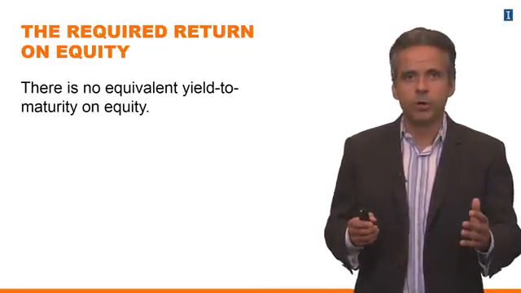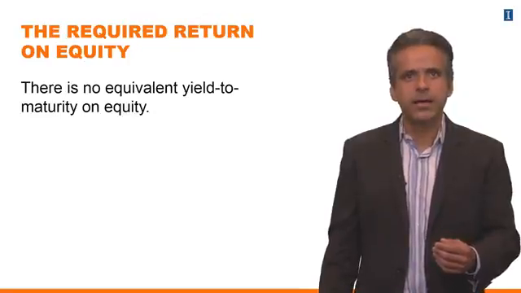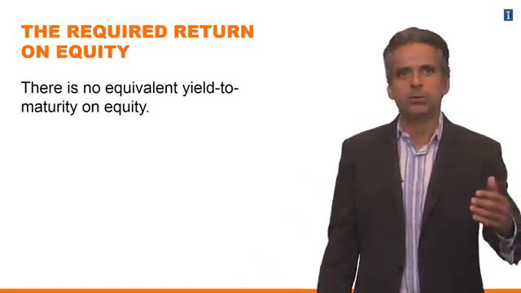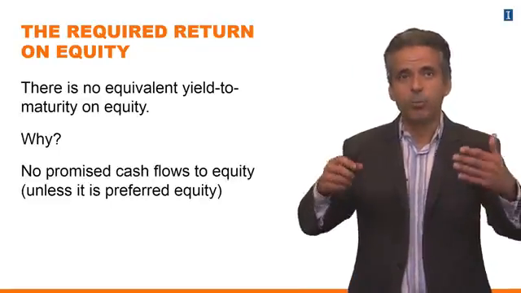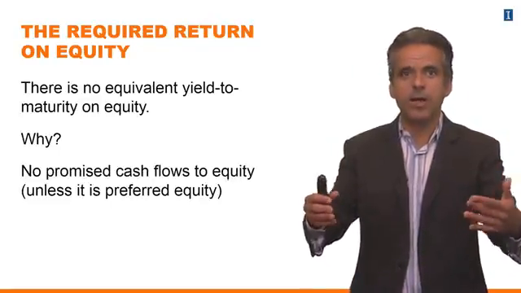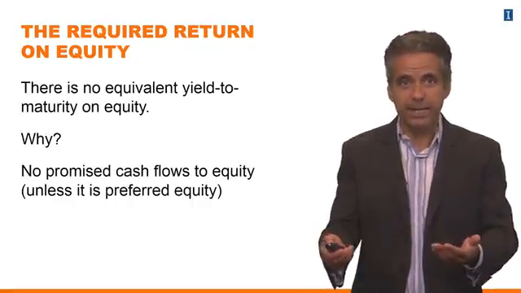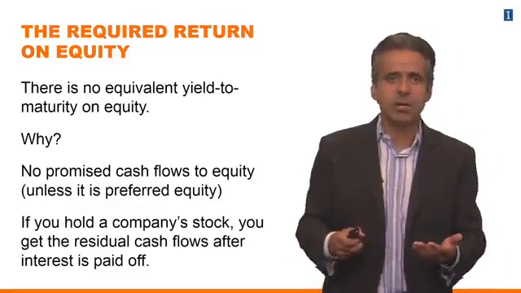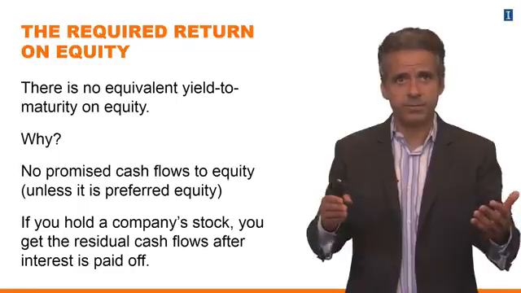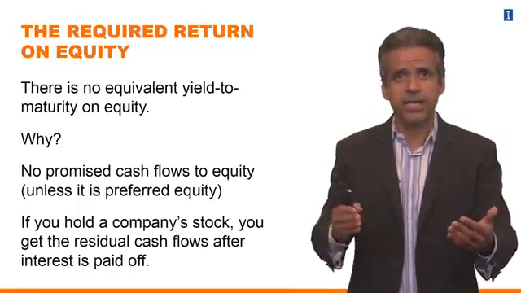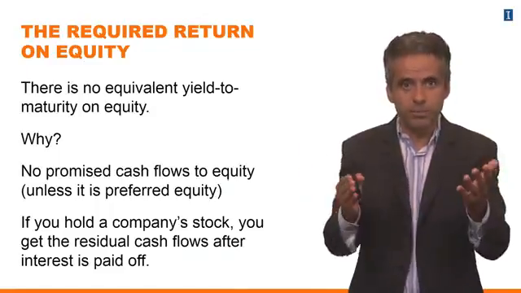The first thing to notice, though, is that we're not going to be able to do the same thing for equity. We do not have yields to maturity on equity. Why? Because equity really has no promised cash flows. When you invest in an equity security, unless it is preferred equity, which is really more like a bond, what you're getting is the residual cash flows. After the company pays interest to bondholders, then it's going to pay cash flows to equity holders. So there is no notion of promised cash flow.